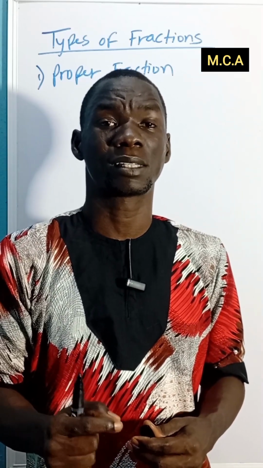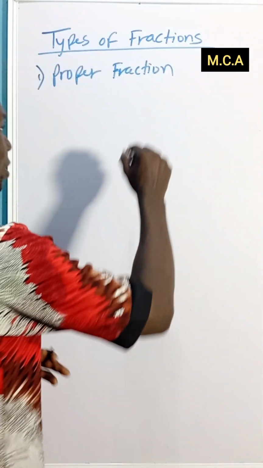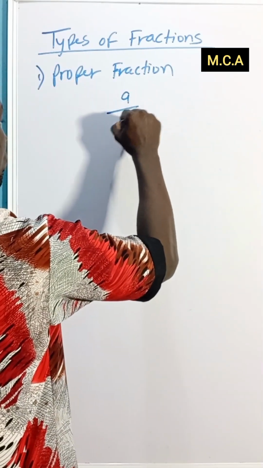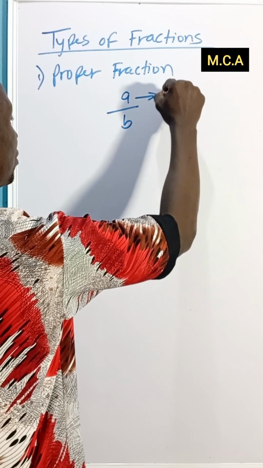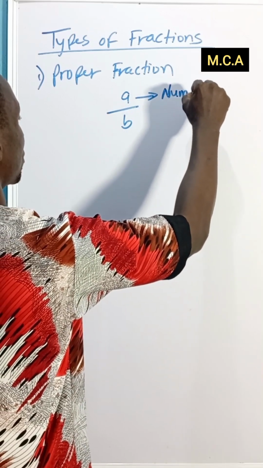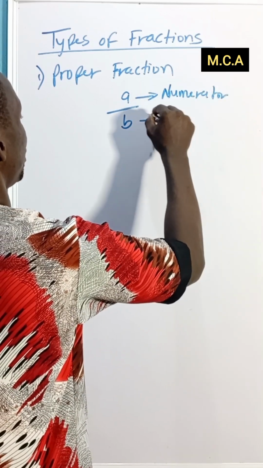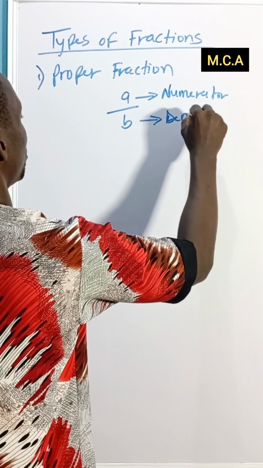So, what is a proper fraction? A proper fraction is a type of fraction where the numerator is smaller in size than the denominator. You know that your fraction has something like this, a over b. This a is called what? It's called the numerator, and the b is called the denominator.